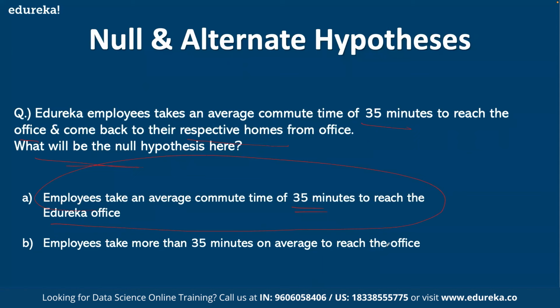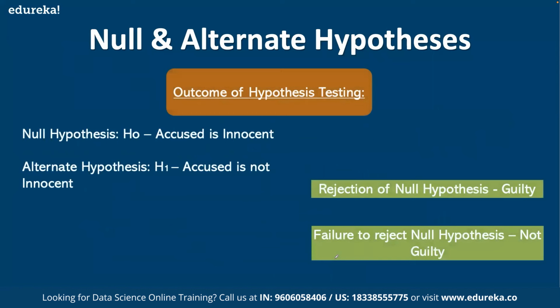And my alternate hypothesis is the logically opposite statement, which says that Edureka employees take more than 35 minutes on average to reach the office. So that is the first step: we define our null hypothesis and the alternate hypothesis. If the null hypothesis holds good, then our current belief holds good. Maybe the current null hypothesis is that the accused is innocent. If the data follows otherwise, it will follow the alternate hypothesis, which says that the accused is not innocent. Okay, so in this way we are going to specify the same. Next, if I go ahead with the alternate hypothesis, we are going to reject the null hypothesis.